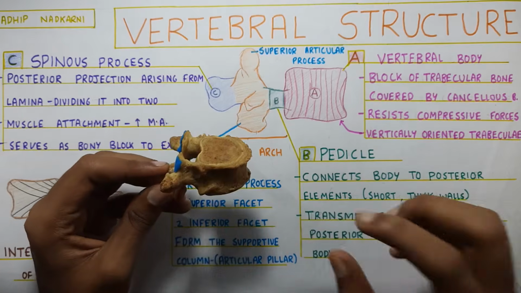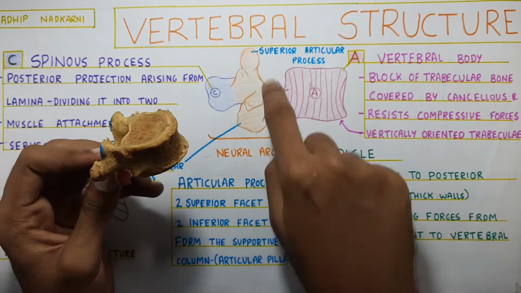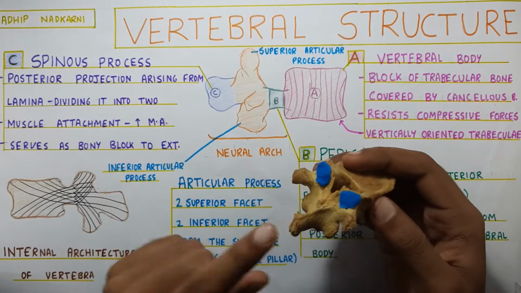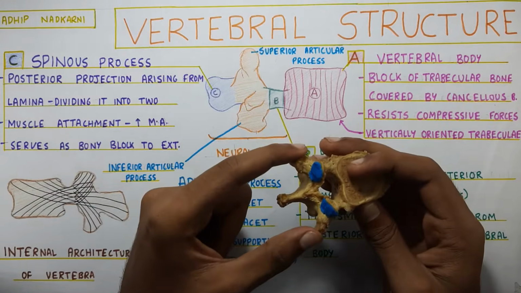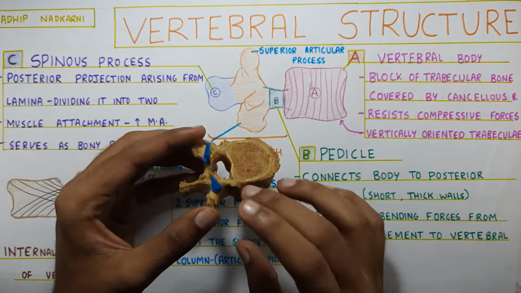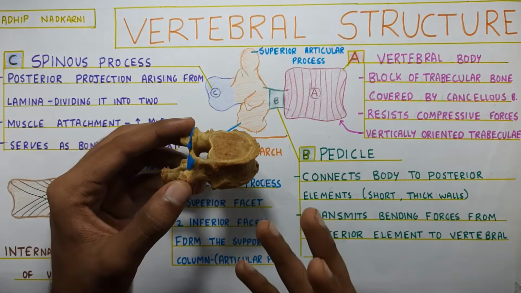So hence it is nicely designed to transmit the bending forces. If you see, all the muscles are attached on the posterior part of the spine, to the spinous process, to the transverse process. So there is a lot of force on this part of the spine, and these forces should be nicely transmitted to the body so that it is taken down nicely.